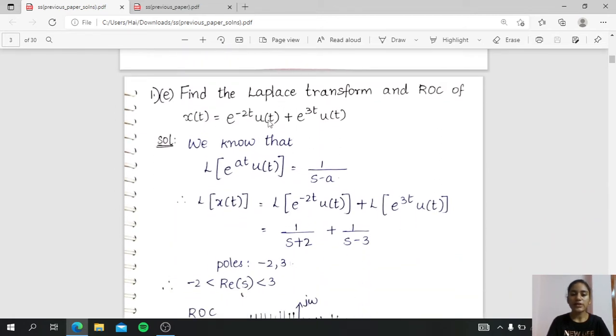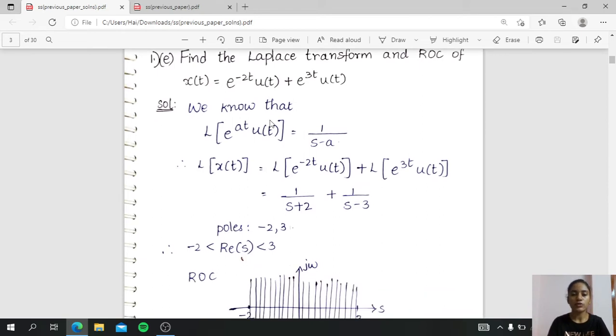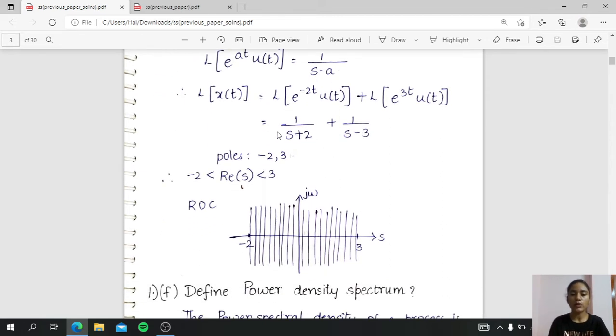Next, find the Laplace transform and the region of convergence of x of t. So the formula for Laplace transform of e power at into u of t is equal to 1 by s minus a. So on applying this formula to the first and the second terms, we'll get 1 by s plus 2 plus 1 by s minus 3. So we'll obtain the poles now by equating the denominator to 0. So you'll have s is equal to minus 2 and s is equal to 3. So the real part of s now lies between minus 2 and 3.